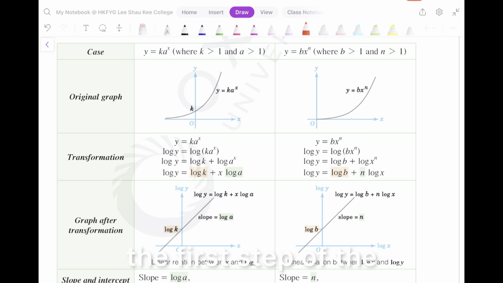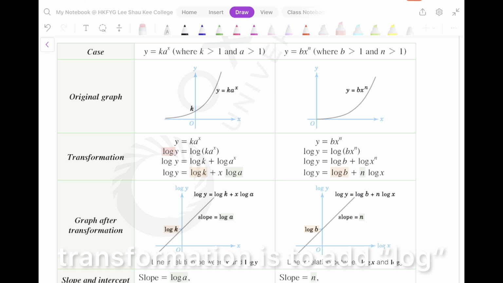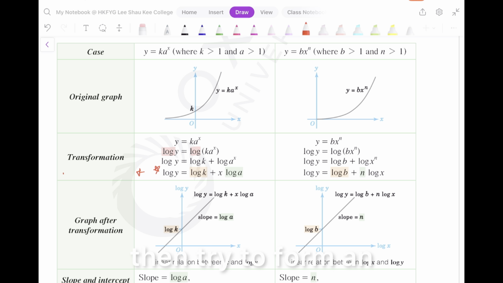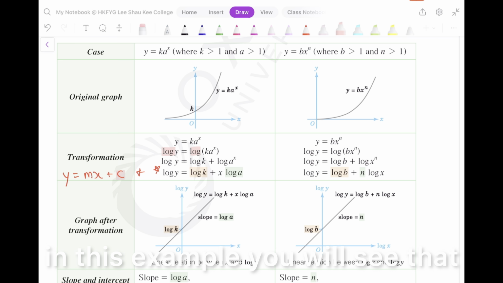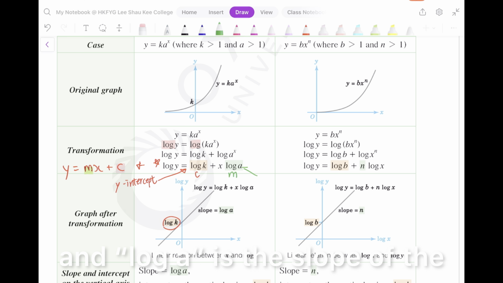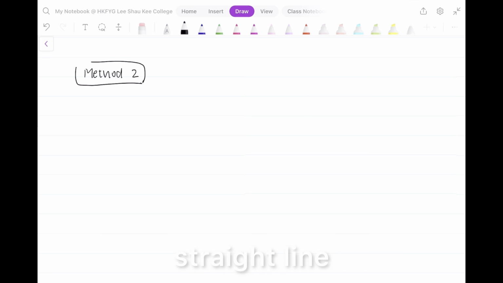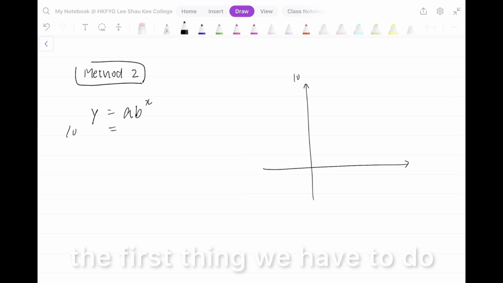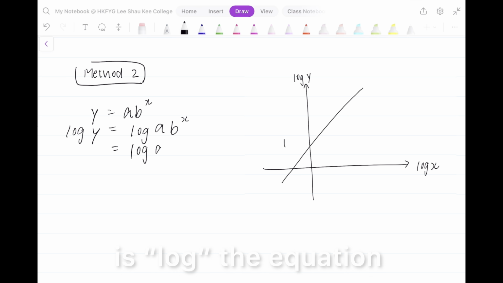The first step of the transformation is to add log into the equation. Then try to form an equation of a straight line. In this example, you will see that log k is the y-intercept and log a is the slope of the straight line. Back to the question. The third thing we have to do is take the log of the equation.